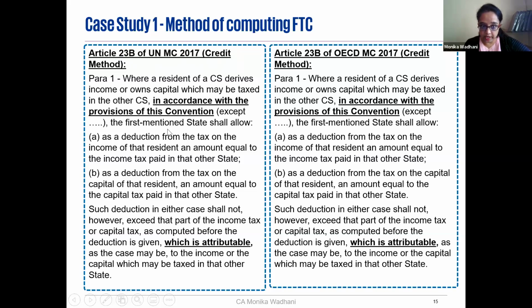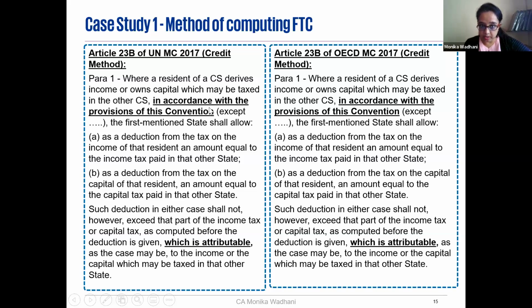23B over here, and then it says that deduction from the tax on the income of that resident is an amount equal to the income tax paid in that country of source, that is other state, and you have to restrict it. The deduction in either case shall not, however, exceed that part of the income tax or capital tax as computed before the deduction is given, which is attributable, as the case may be, to the income or the capital which may be taxed in that other state. So when it comes to the foreign tax credit, limb 2, it talks about the word attributable.